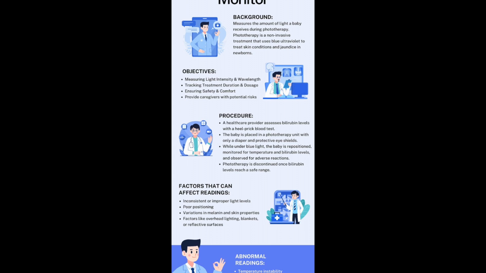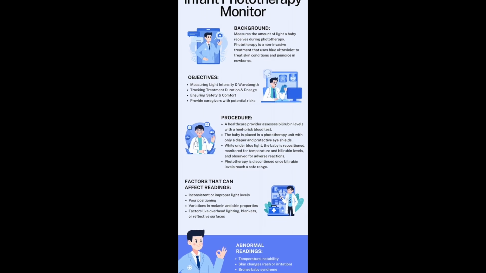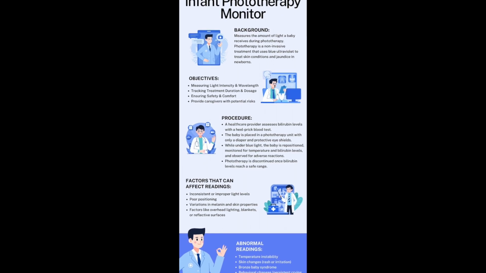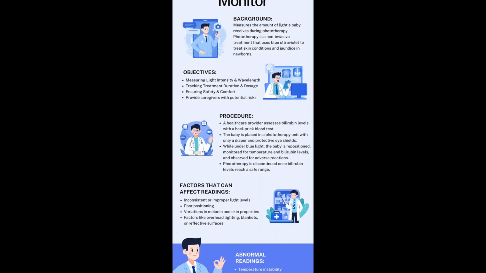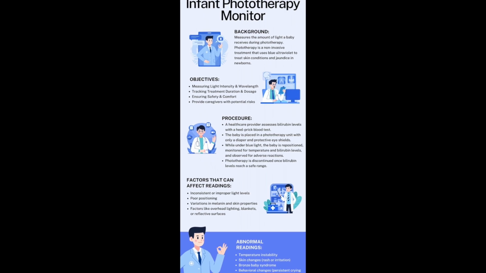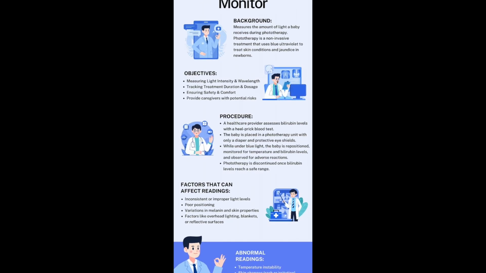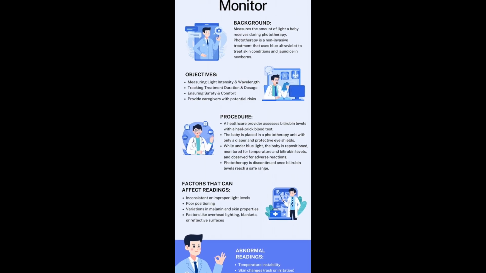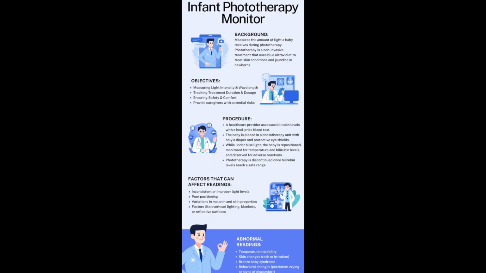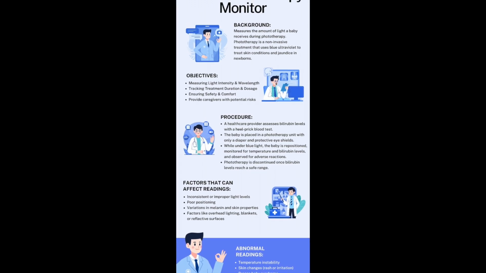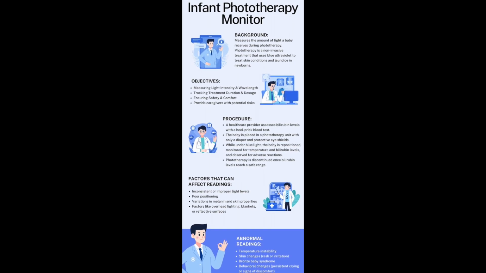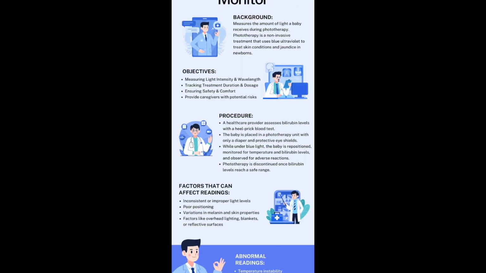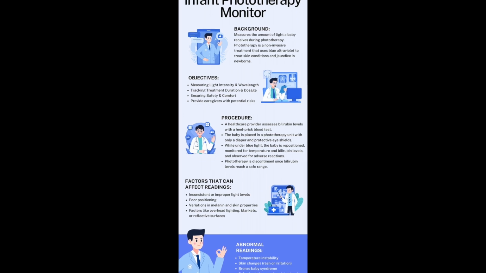There can be some abnormal results. Abnormal results could include temperature instability, skin changes such as rash or irritation, bronze baby syndrome, which is a rare complication that causes a progressive greenish-brown discoloration of the skin, urine, and serum. This is usually in conjugated bilirubin. Next is behavioral changes. This can be persistent crying or signs of discomfort.